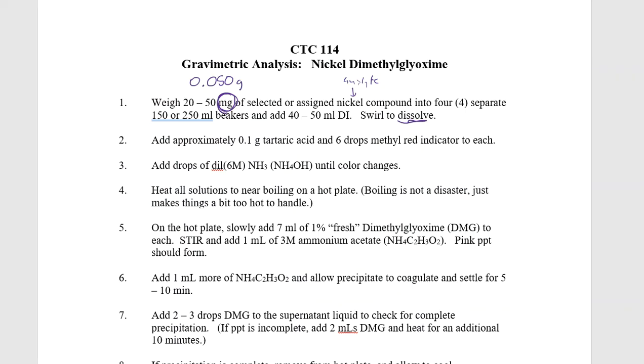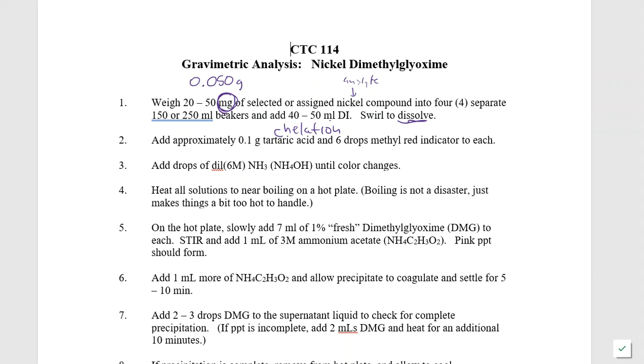All right, so the next step of the experiment says we're going to add 0.1 gram of tartaric acid. Tartaric acid, what is that? Well, tartaric acid is actually Mother Nature found in grapes. It's kind of like part of the winemaking process, believe it or not. So tartaric acid is going to be added, and 6 drops of methyl red is going to be added. And the reason here is because tartaric acid is going to help with the chelation, or chelation, depending on how you pronounce it.